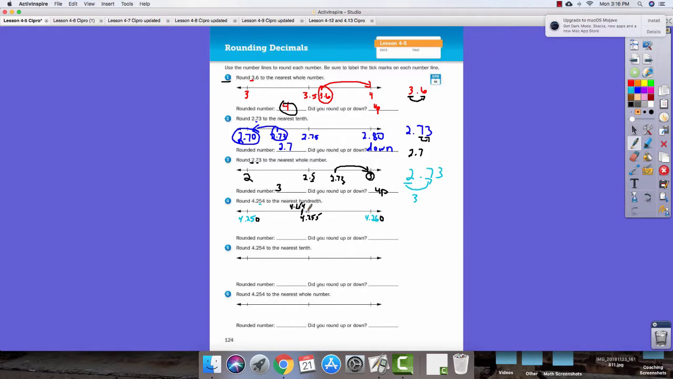Well, it's close to it, but it's not quite there, so I'm going to have to round it down to 4 and 25 hundredths. So I rounded down in this case.